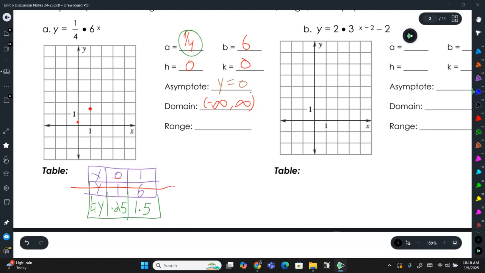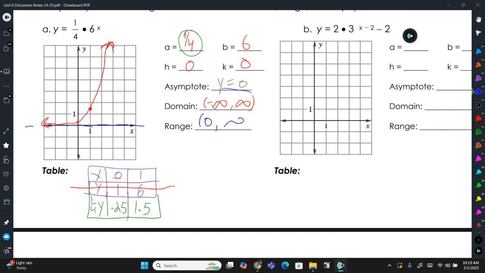Our asymptote is at y equals 0, so I'm going to draw a dotted line at y equals 0. We cannot touch that horizontal line, so that means the graph has to start just above it, touch these 2 points, and then curve up quickly. So now our range becomes easier to see. Our smallest y value for our range is going to be 0, and it's going to go up to positive infinity. Notice that our k, our asymptote, and a number in the range are all the same. They all align.